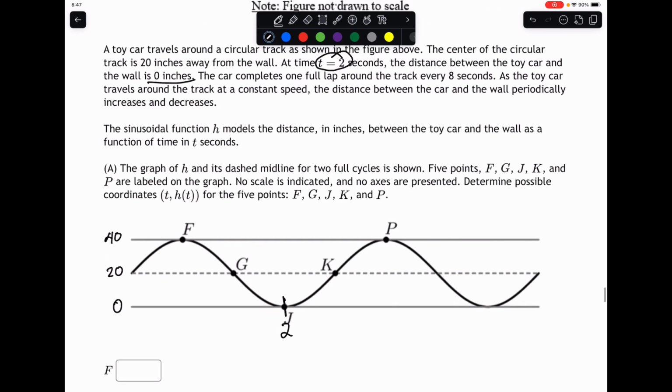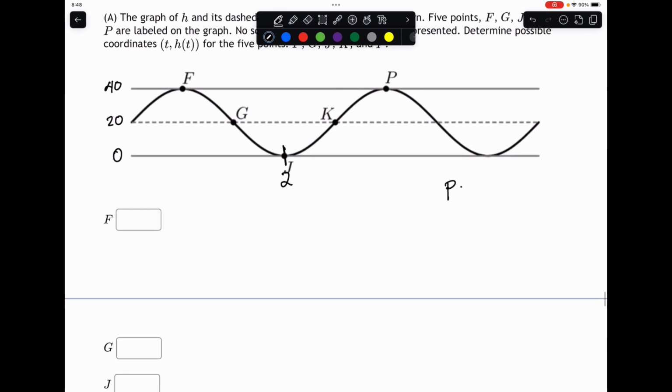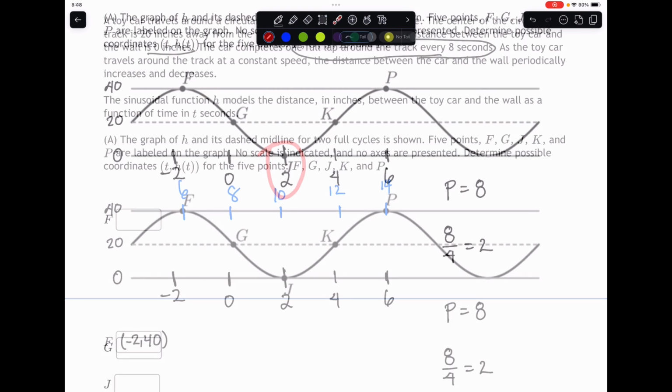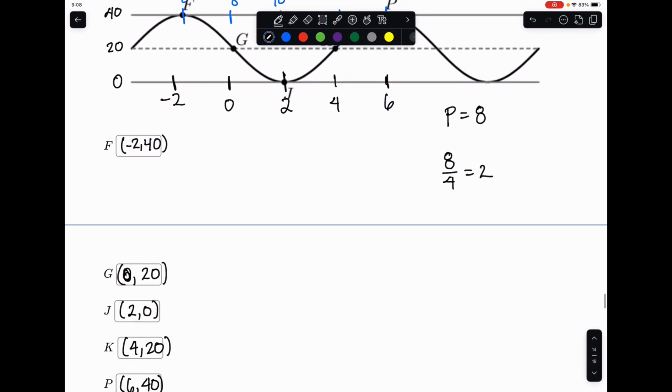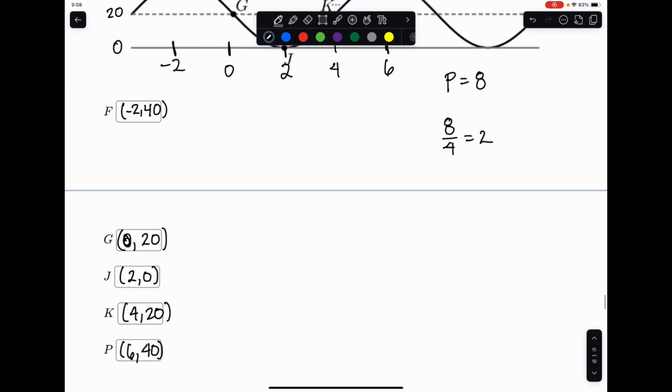Now we know that the period is 1 full lap in every 8 seconds. So our period is going to be 8, which means that 8 divided by 4 is equal to 2. So the distance between every single point is 2 seconds apart. So 0, and this would be -2, if I start right here. So here are the coordinates for F, G, J, K, and P.